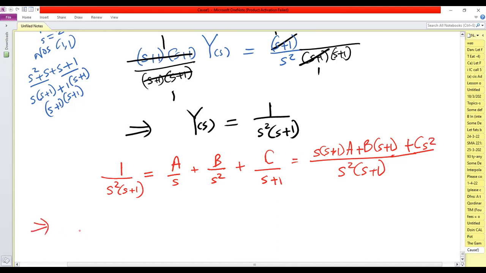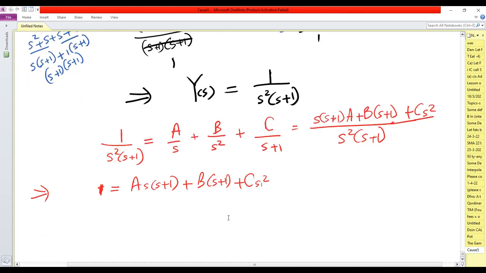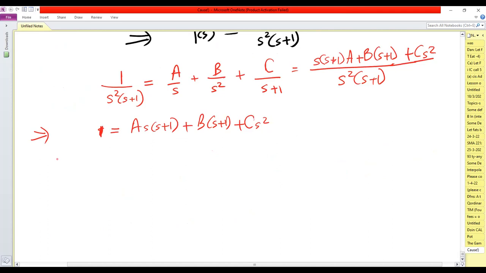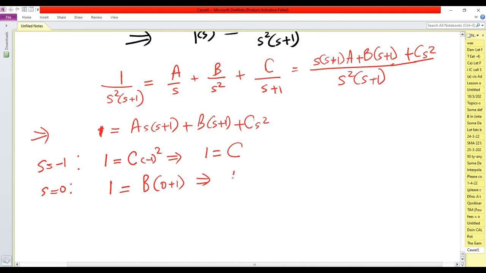Now, this means that 1 equals as into s plus 1 plus b into s plus 1 plus c s squared, which will give us, when s is -1, then we'll have 1 equals, so we'll not have this term and this other term, so we'll have c into -1 squared, which implies 1 equals c. And then when s equals 0, we'll have 1 equals b into 0 plus 1, which means b is also 1.